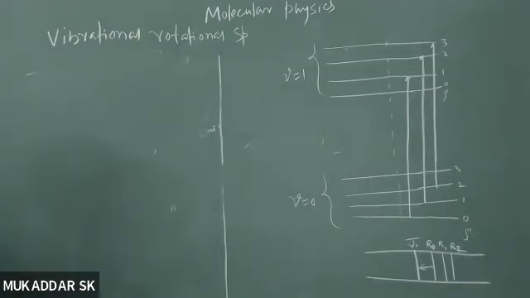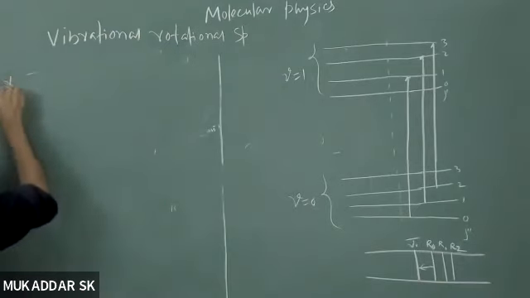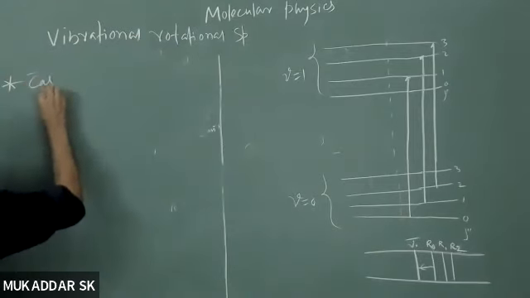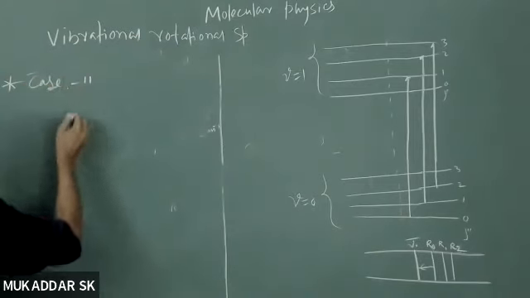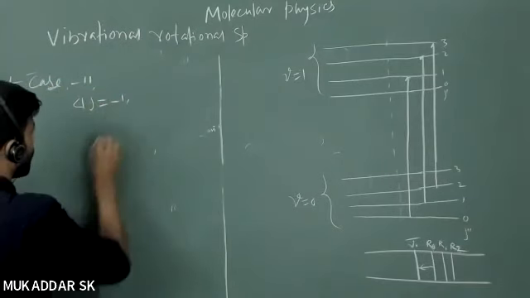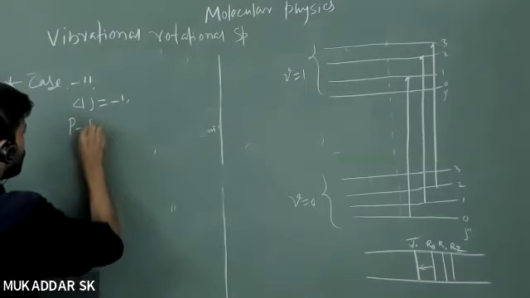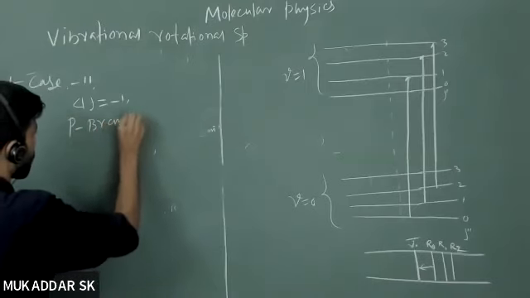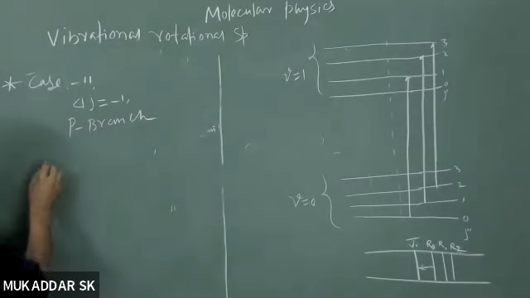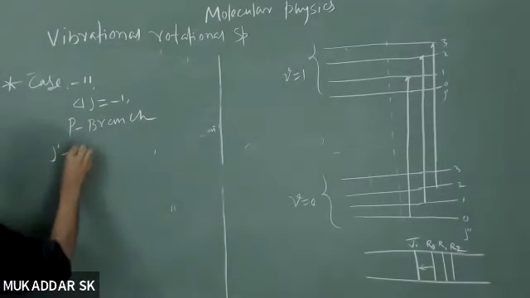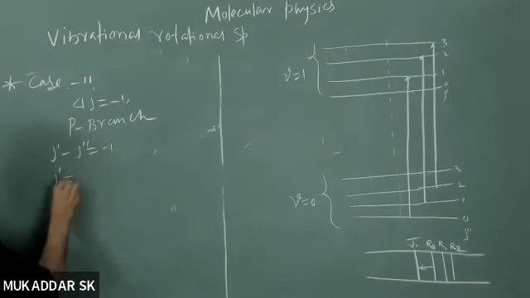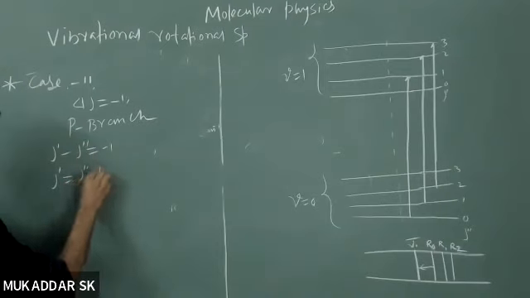Now you have the second case, that will be case 2, delta J equals to -1, and this is known as P branch. ठीक है। So you have delta J -1, means J dash minus J double dash, that is -1. It means J dash equals to J double dash -1.